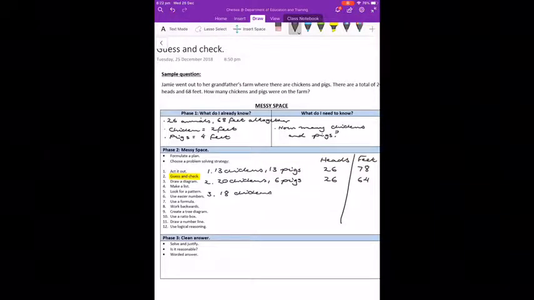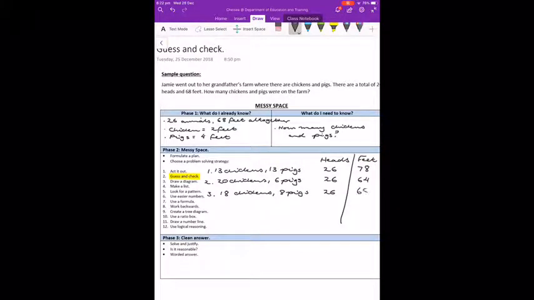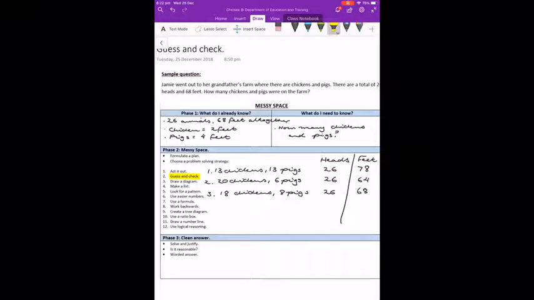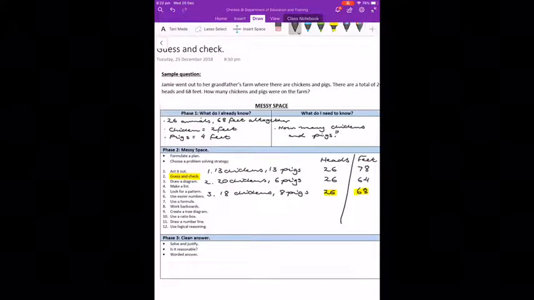Let's say there are 18 chickens and 8 pigs, giving us 26 heads, and 18 times 2 plus 8 times 4 equals 68 feet. So it seems like we have a correct solution, but let's check it in phase 3, our clean answer.